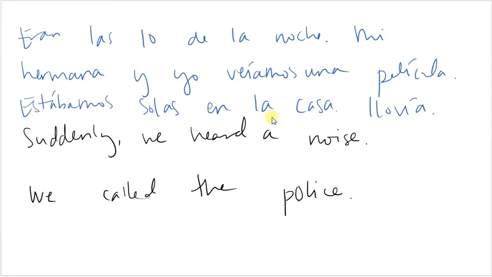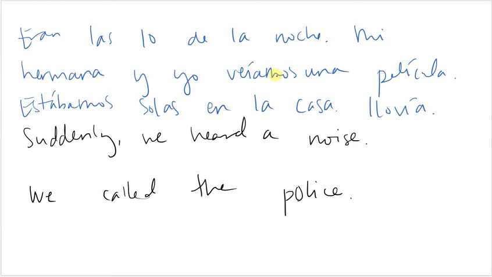Okay, so generally, you're going to use both preterite and imperfect when you're telling a story, because you normally have things that are background information that kind of set up the story, and then you have things that happened that are completed actions.